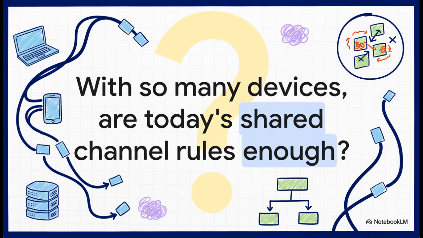Which, of course, leaves us with a pretty fascinating question for the future. As our homes fill up with smart fridges and smart lights and a dozen other gadgets all trying to share the same Wi-Fi road, are these polite listen before you speak rules going to be enough to handle all that traffic? Or are we heading towards a future of total digital gridlock right in our own living rooms?